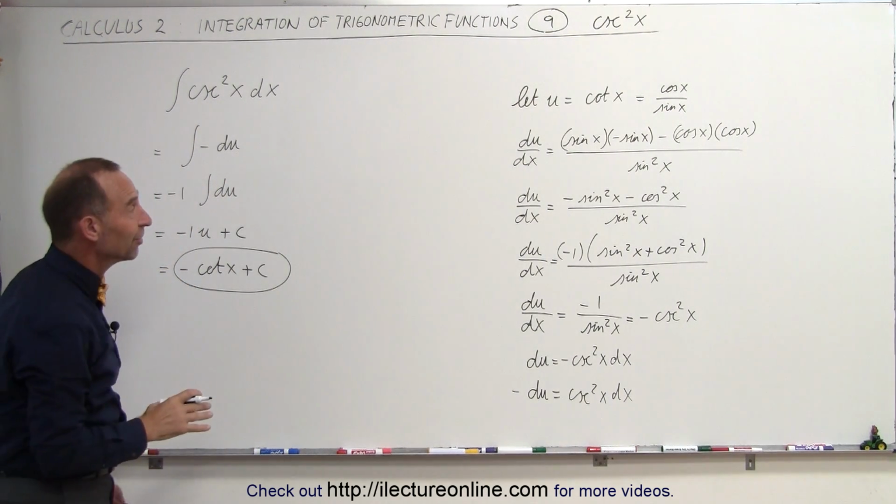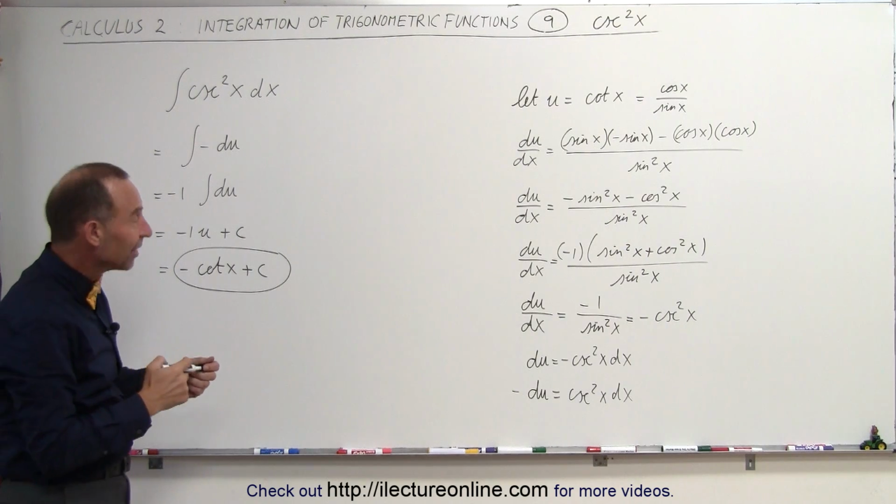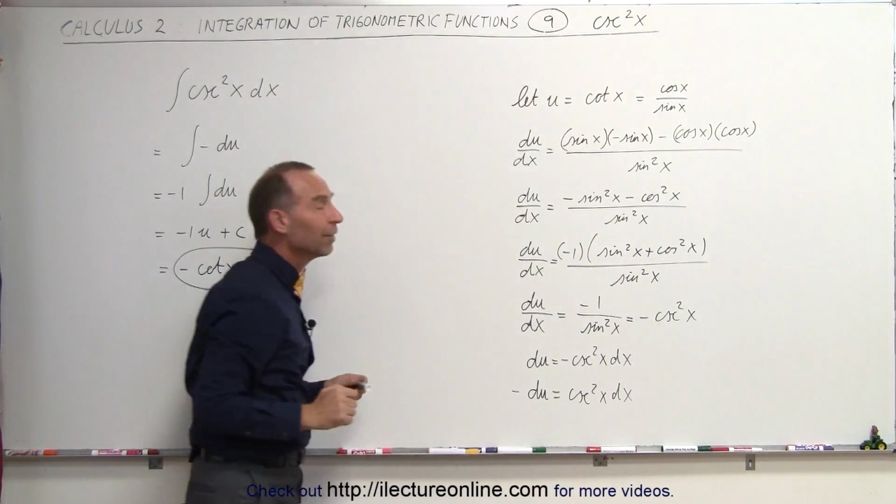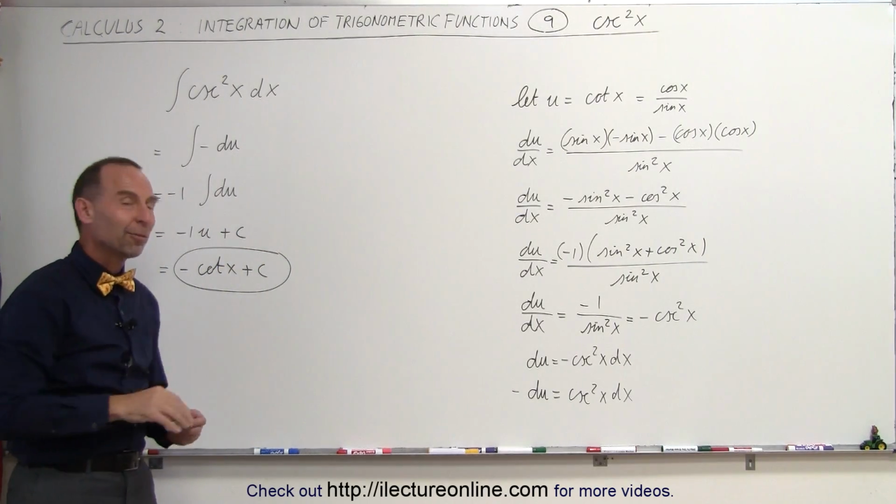Again, the way we solve this is to kind of suspect that that's the case, and then we simply make the substitution, let u equals the cotangent of x, and that's how we solve a problem like this.